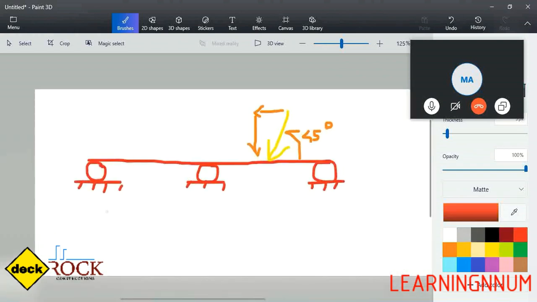So all these are rollers. Now for a roller, how many reactions would be there? 2, sir. How many? I have asked you for a roller. For a roller, there would be a horizontal and vertical. Then for pinned? Also horizontal and vertical, sir.